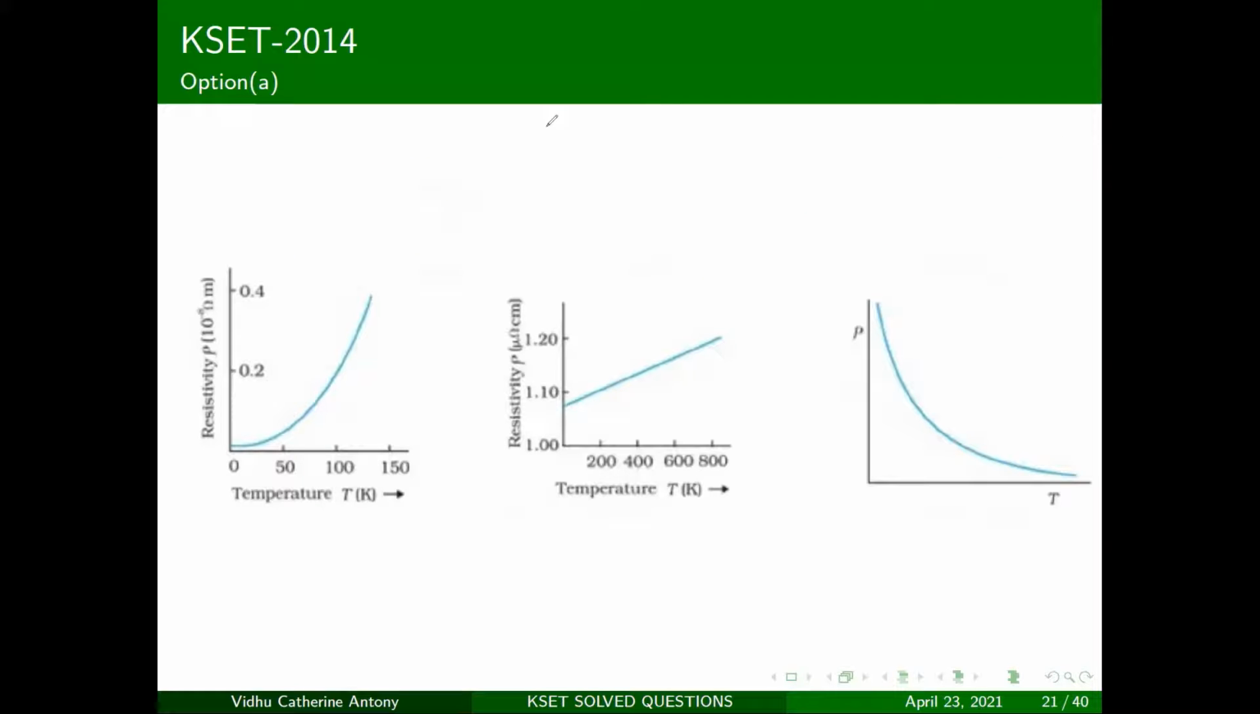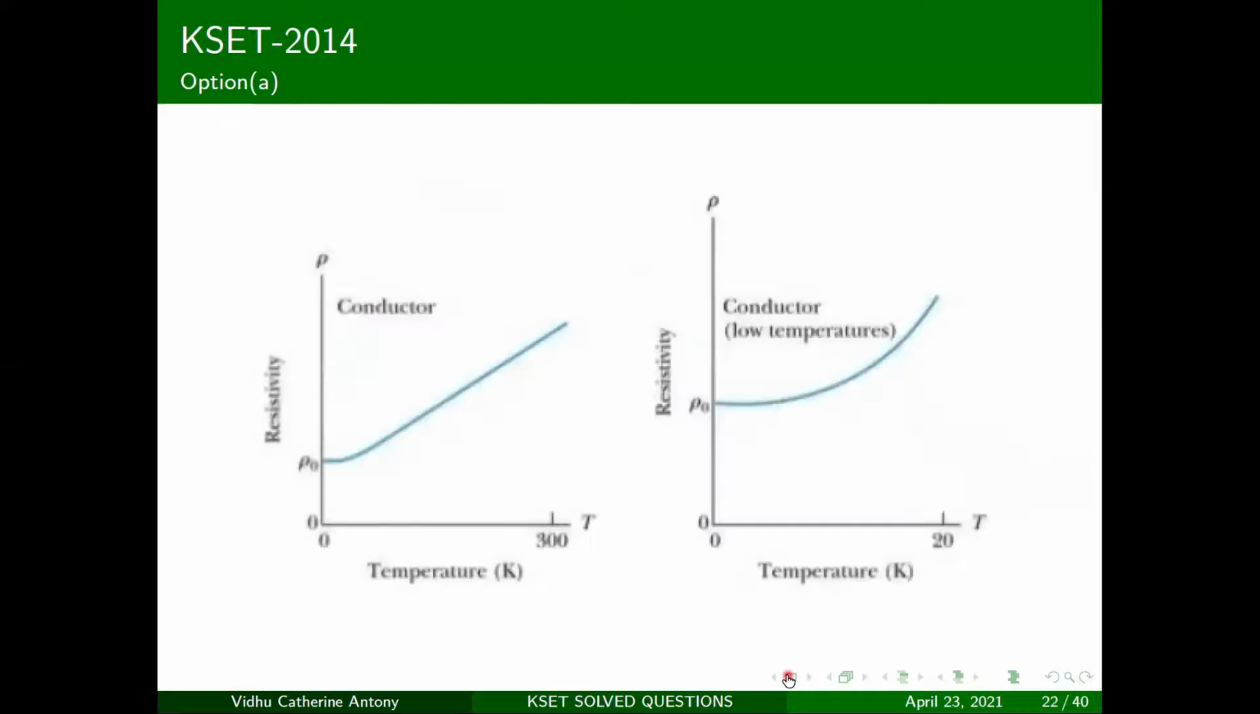Okay, so now the next thing I want you to note is the dependence of resistivity at a low temperature for conductors and at a high temperature for conductors. At high temperature, it's quite linear. We all know that. But let's look at it more closely. So this is at low temperatures. This is the entire thing. So this is low. This is high.